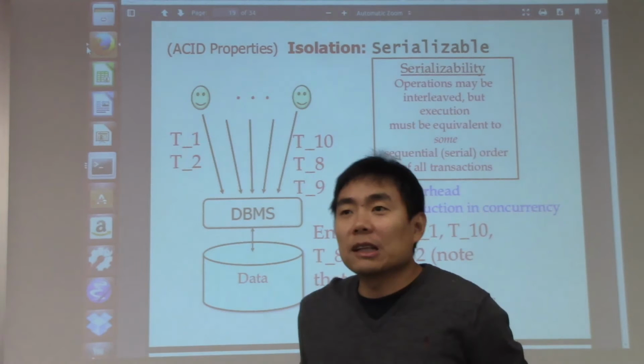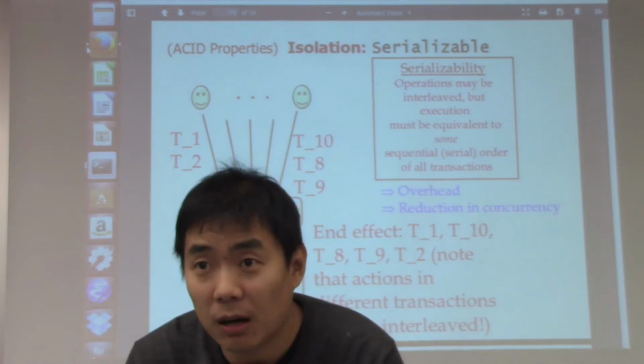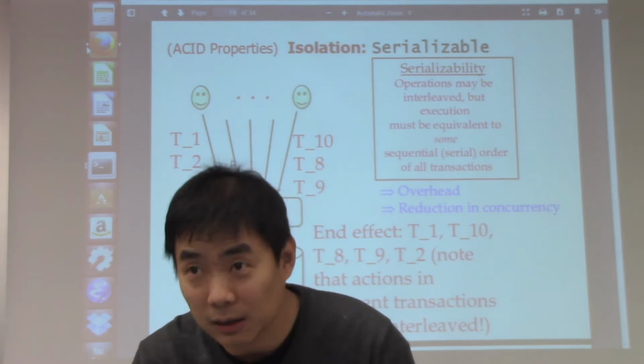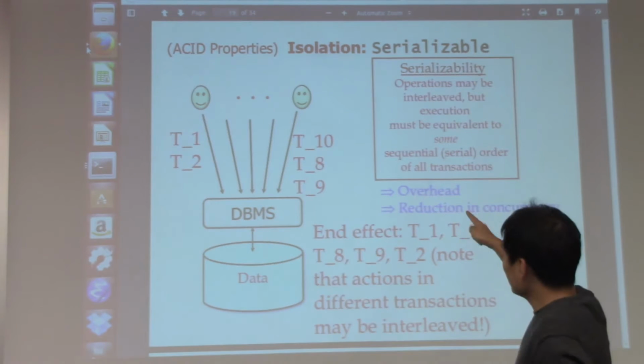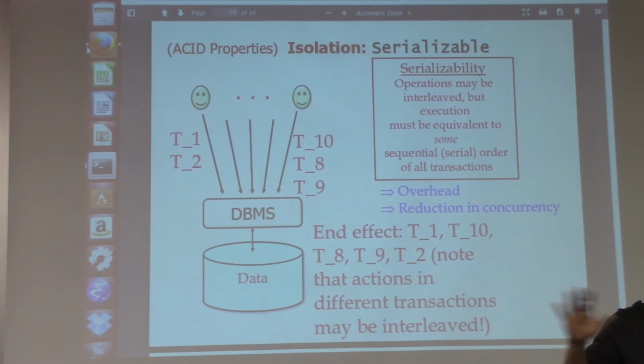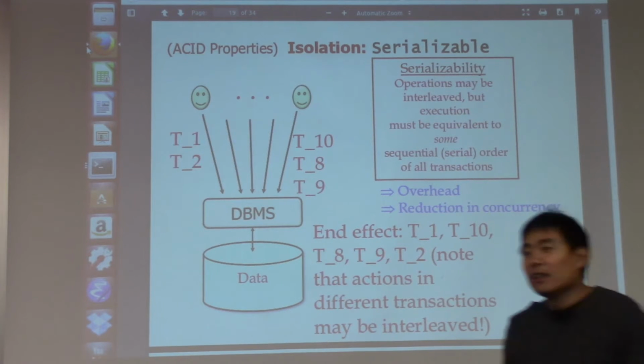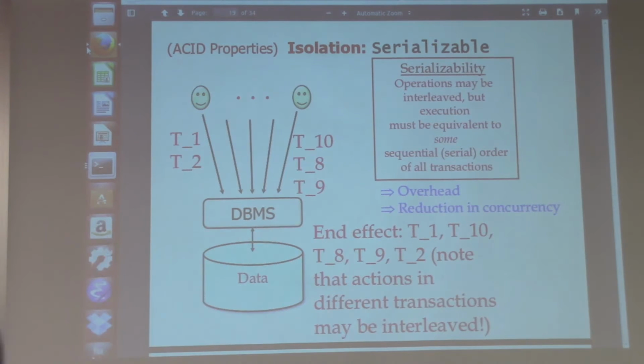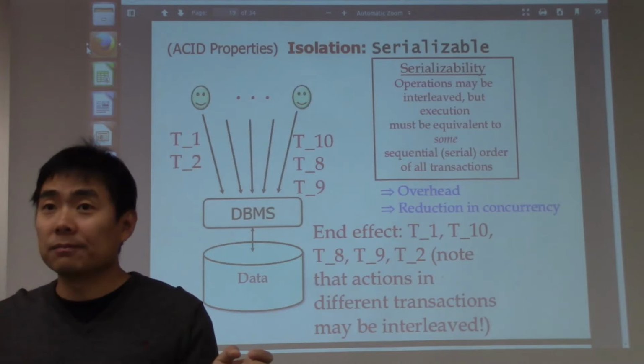The default isolation level in a lot of database management systems is called serializable isolation level. So you're going to have T1, T2, T10, T8, T9. And you want to make sure that at the end of the day, when all is said and done, when the dust has settled, the end effect on the database is equivalent to a serial execution of these transactions. Could be either T1, T2, T10, T8, T9, or T2, T1, T8, T9, T10. So any serial execution of these transactions will be okay if you are in the serializable isolation level.